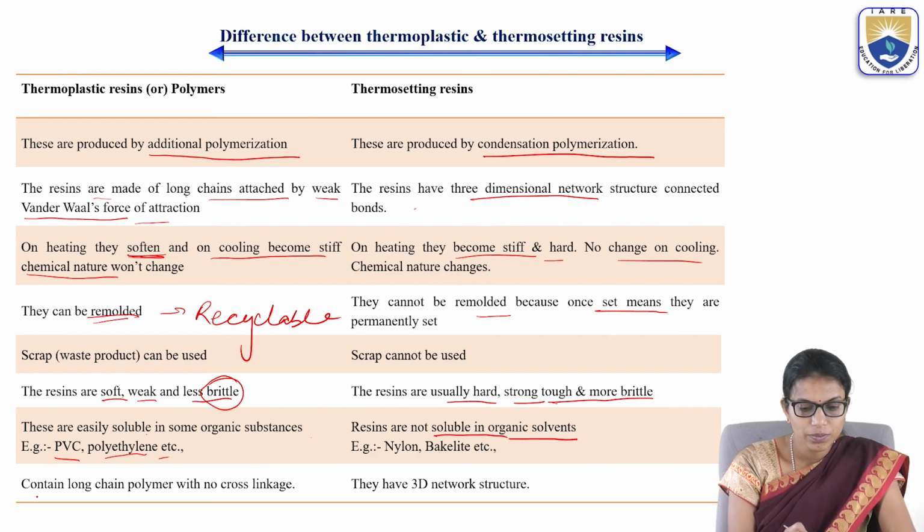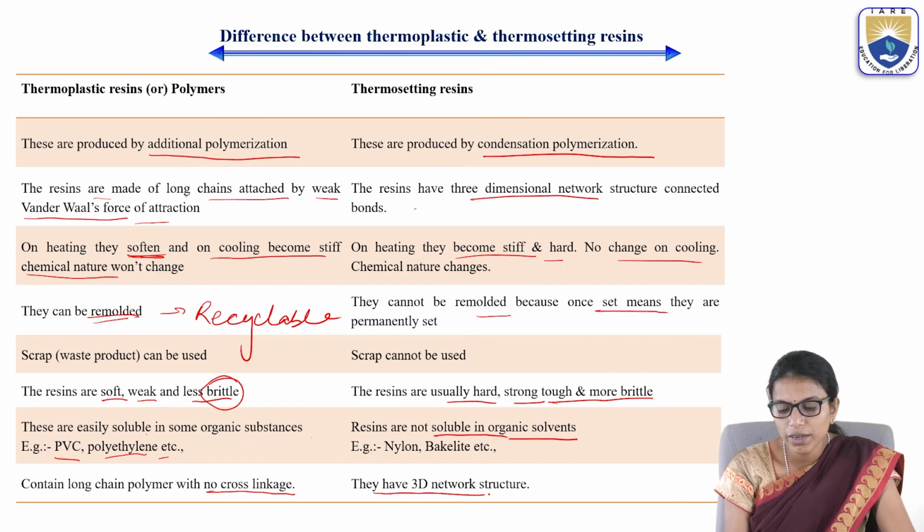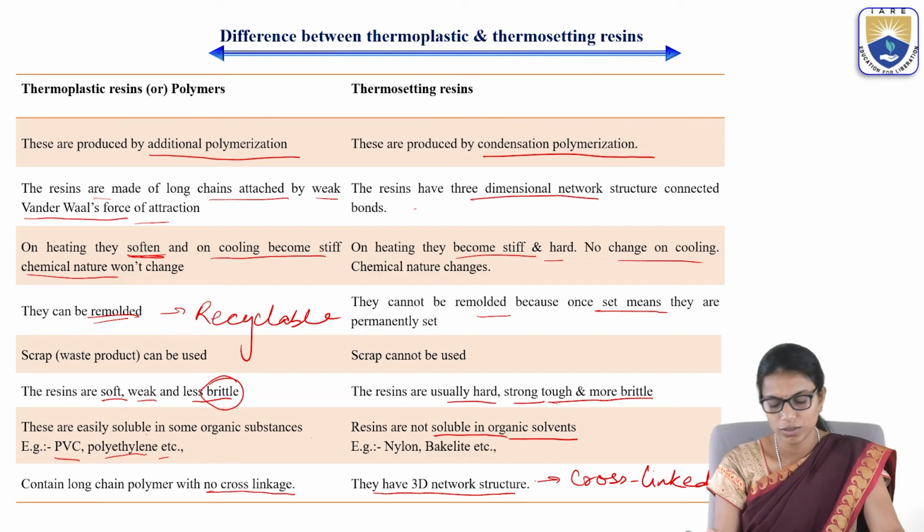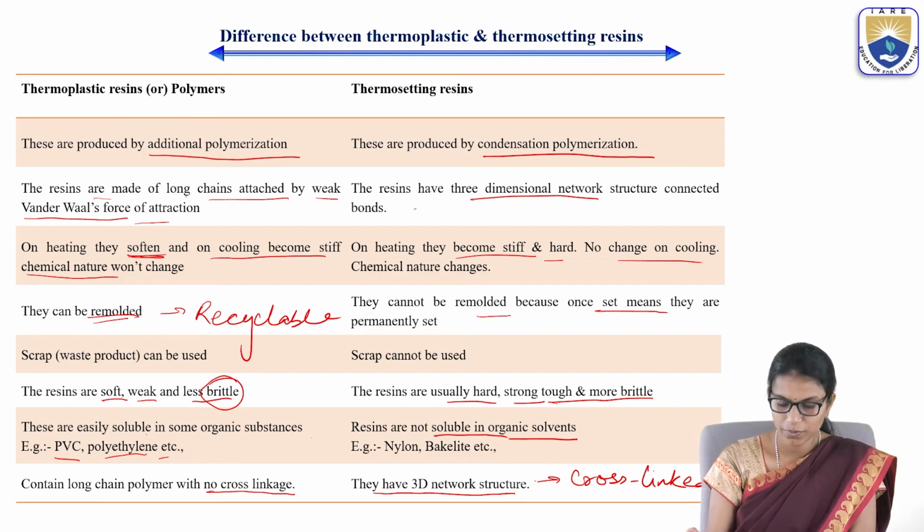Thermoplastics contain long chain polymers and there is no cross-linkage, while thermosets have a 3D network. That is why we say this contains a cross-linked polymer. So that's all.